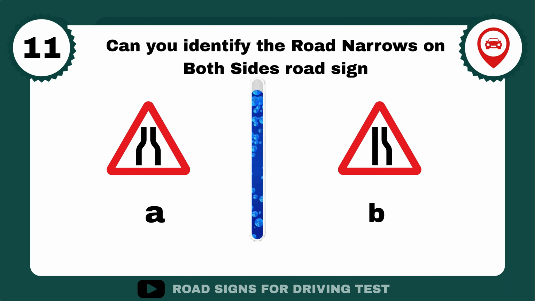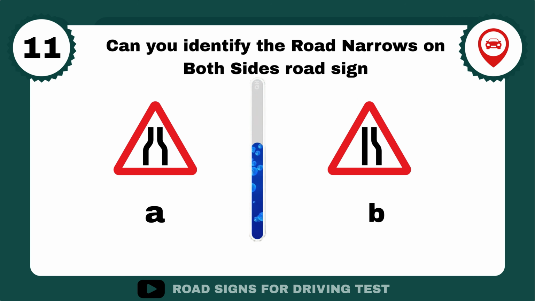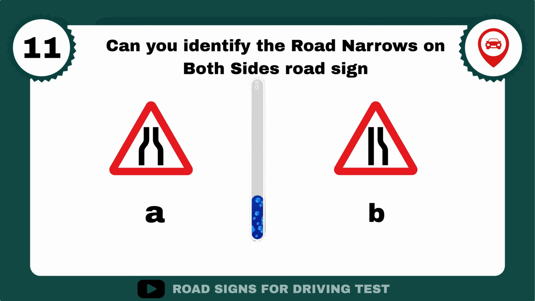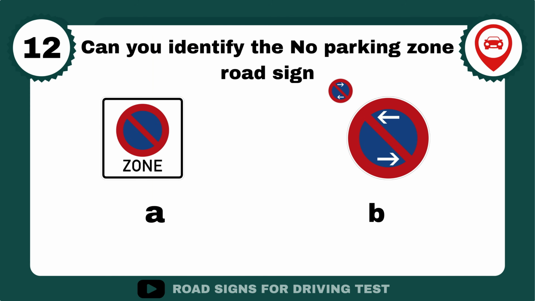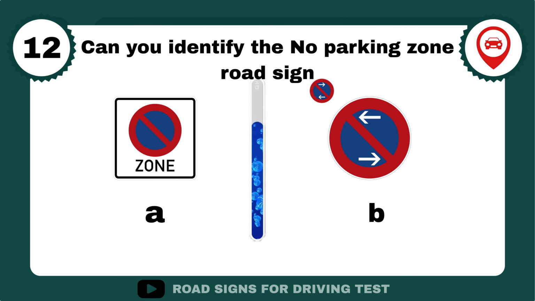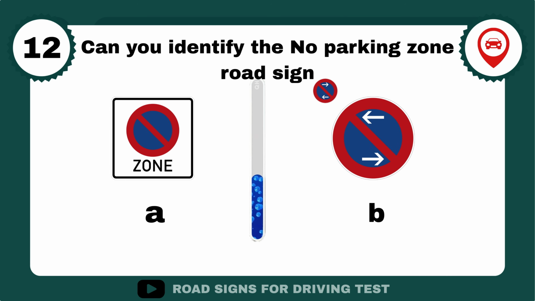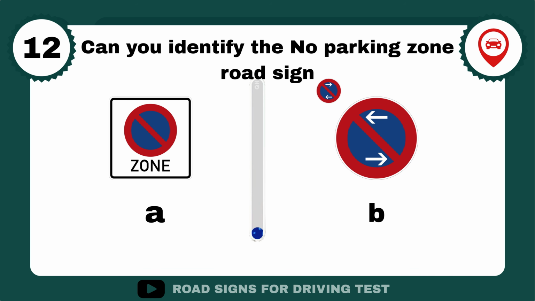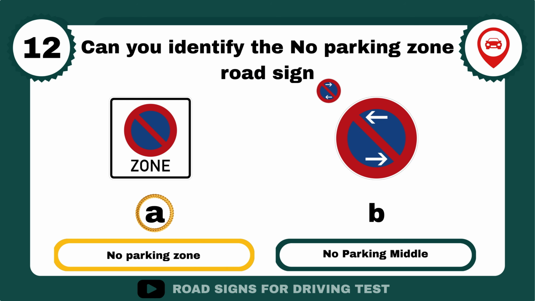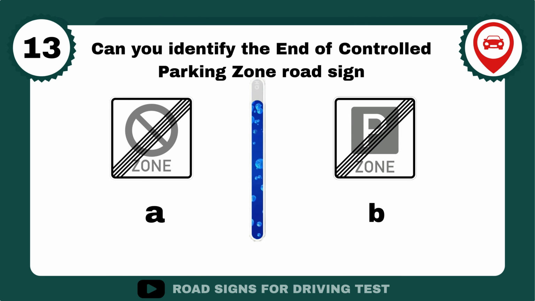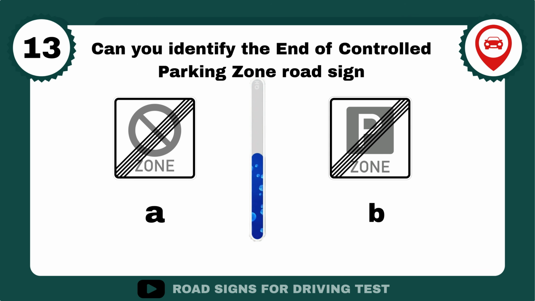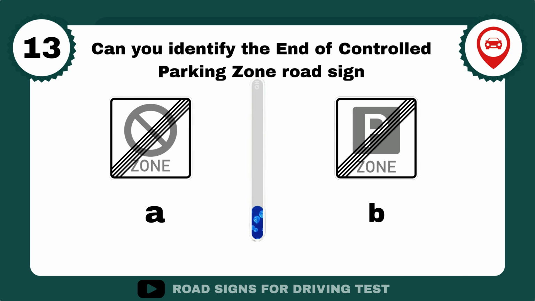Can you tell which one warns of road narrowing on both sides? A. Spot the no parking zone sign. A. Which one ends the controlled parking zone? B.